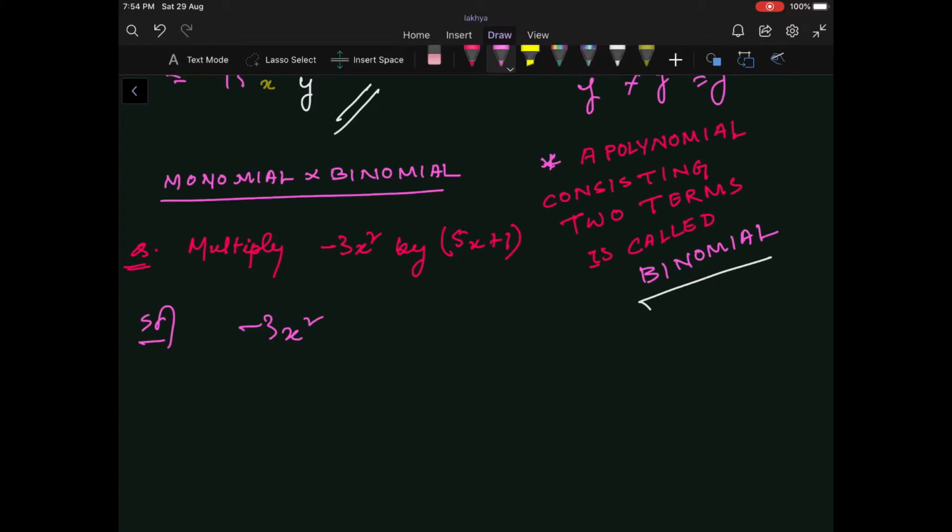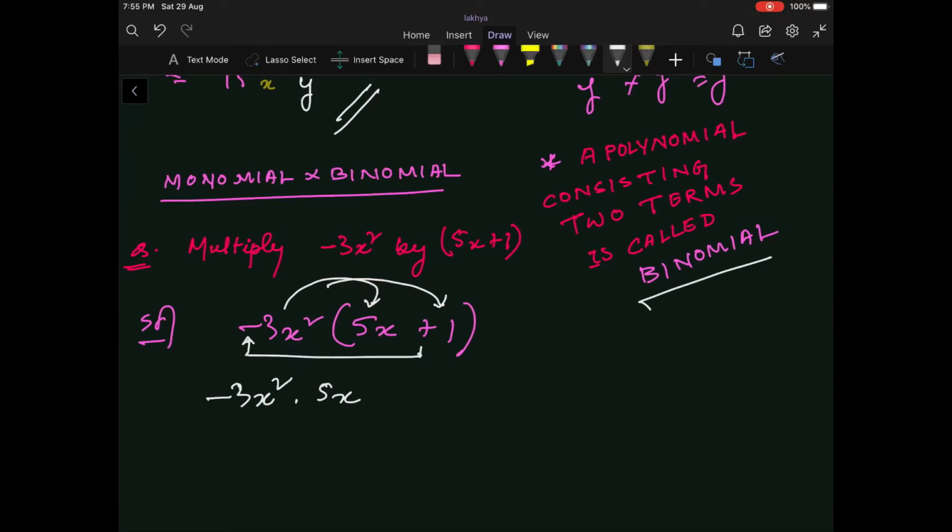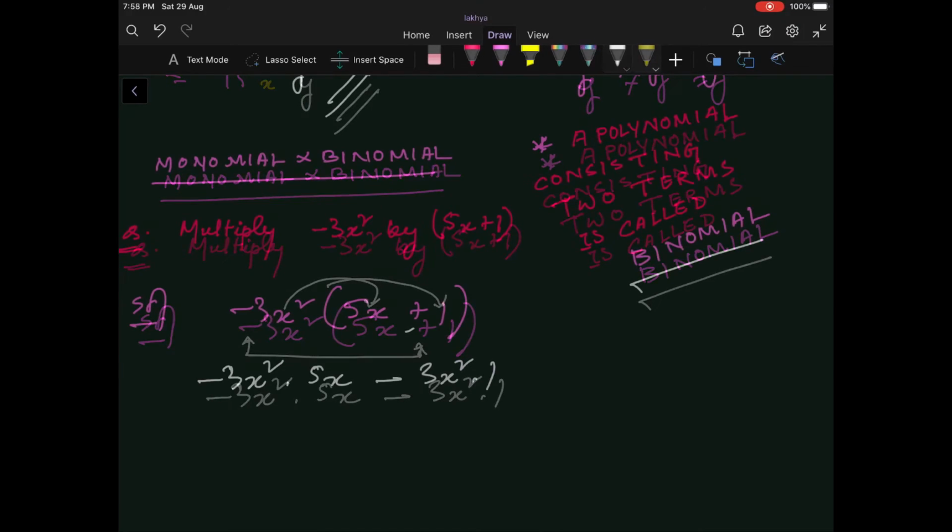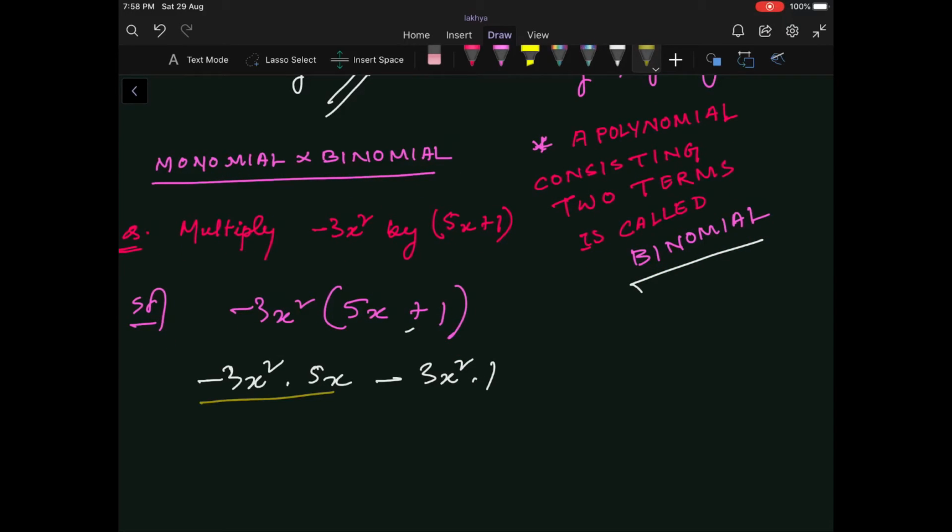Minus thrice x square, 5x plus 1. Okay, first multiply this monomial with the first term of the binomial, then again multiply with the second term of the binomial. Then minus thrice x square into 5x. So here you see, this sign is negative and this is positive. If you multiply these two, then there will be negative thrice x square into 1. Now in order to multiply these two, again you have to multiply the coefficients. Okay, so that is minus 3 into 5, that is minus 15.